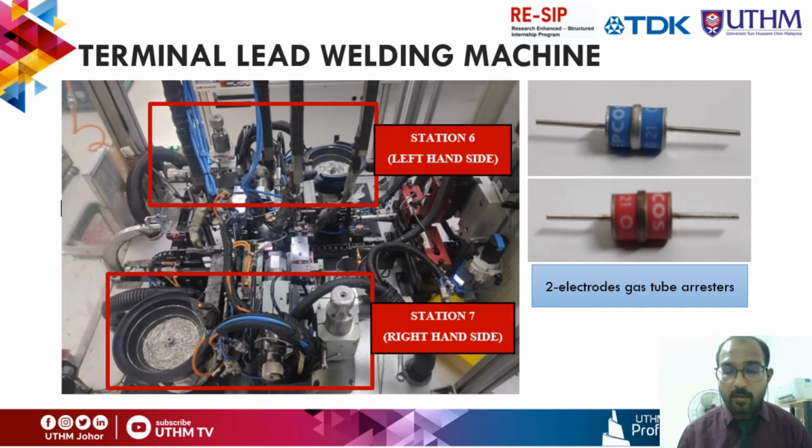So this is the inside view of the terminal rig welding machine, where the machine consists of two welding stations on the left hand side and the right hand side, known as station 6 and station 7. The process that happens in this machine is terminal rig welding, where there are two different welding methods. One is medium frequency, and the other is impulse. The products produced from this machine are two types of two electrode gas tube arresters.